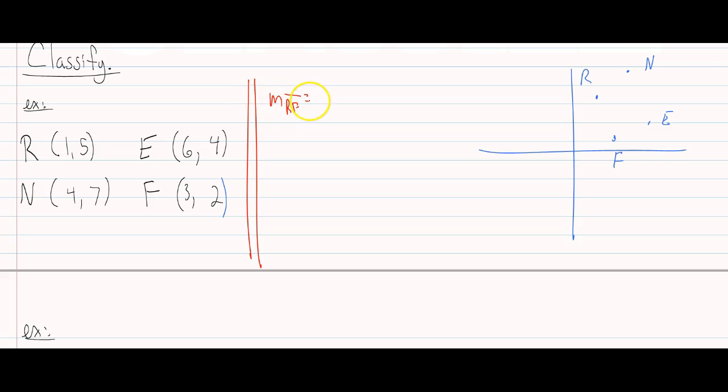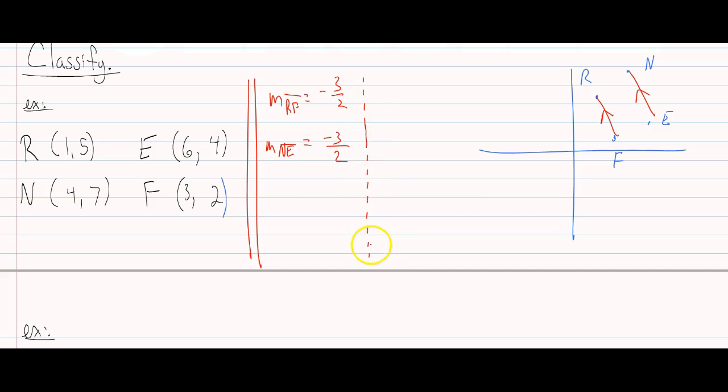So first of all, calculate the slope of RF. 5 minus 2 over 1 minus 3 is negative 3/2. And RF is opposite of segment NE, so we'll look at NE next. 4 minus 7 is negative 3, 6 minus 4 is 2, so since they have the same slope, I know that RF and NE are parallel to each other.